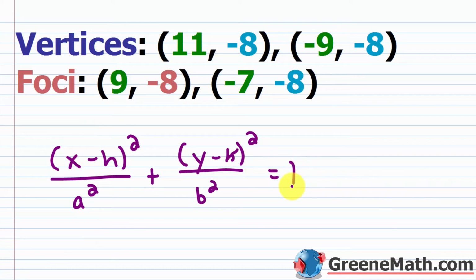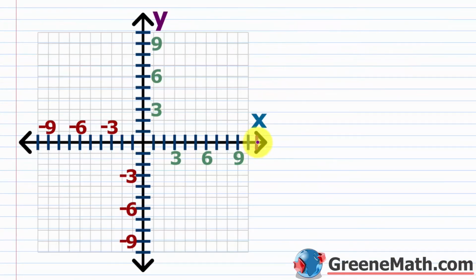Well, again, if I think about the vertices here, you got 11 comma negative 8, and you got negative 9 comma negative 8. Well, here's 11. Okay, I'm just going to put this as 11. So 11 comma negative 8 would be something like right here. And then negative 9 comma negative 8 would be like right here. Okay, so we know that if these are the vertices, this is going to be a horizontal ellipse. We know that because the vertices are the endpoints of the major axis, and the major axis here is running horizontally, okay?